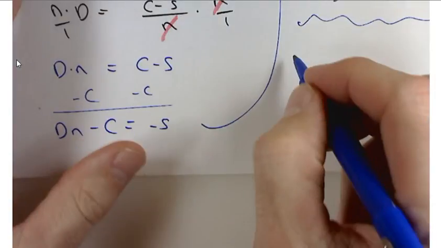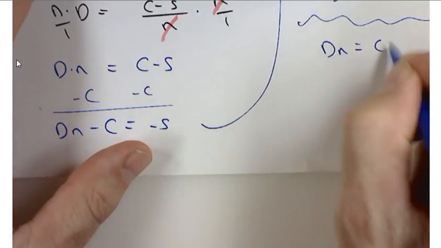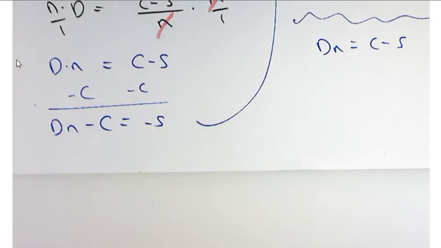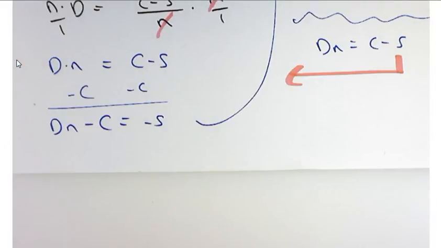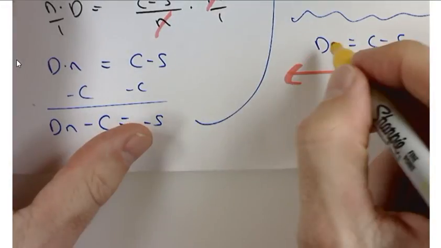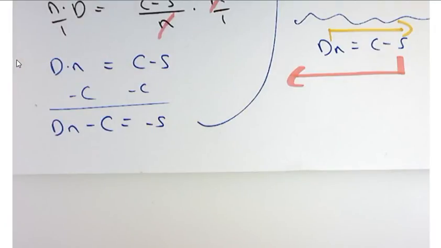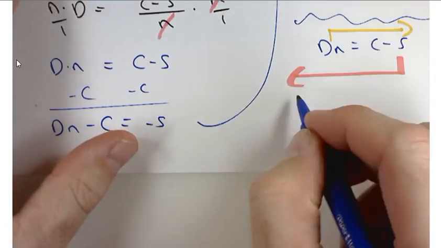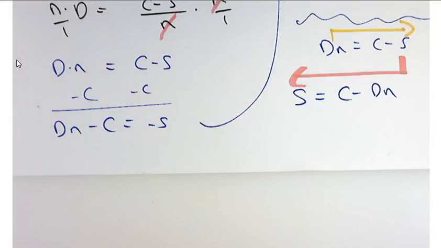And if you're comfortable with it, let me emphasize this, if you're comfortable with it, dn equals c minus s, you can play kind of a little switcheroo here. You say, well, I want a positive s. Let me move that to the other side. But when I have that positive, I need to get rid of this as well. So you're moving two terms at once. They both change signs. s equals c minus dn. Yeah. If you're comfortable. If not, go with what works.